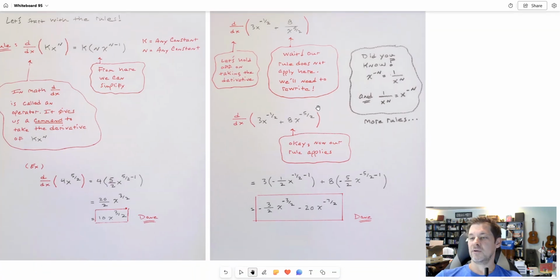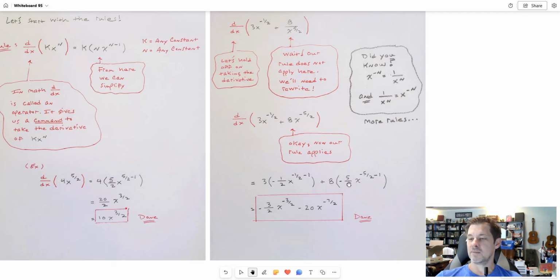All right. So now that I've got this written in a way where my rule applies, I can apply the rule. So I carry down the 3. I move that negative half down and multiply by it. I subtract 1 from that exponent, just like the rule says. I carry down the plus. That's technically another rule, that you carry down addition or subtraction. Carry down the 8. Bring the negative 5 over 2 to the front. Multiply by it. Subtract 1.